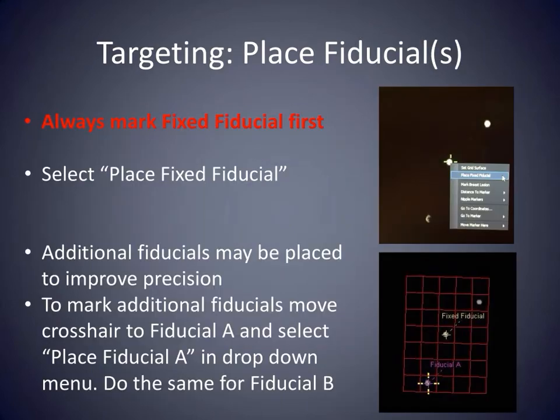The reason for the additional fiducials is to improve precision of coordinate calculation. Once we have marked the fixed fiducial, we repeat the same process to mark these additional fiducials, and the computer software will show them as fiducial A and fiducial B.